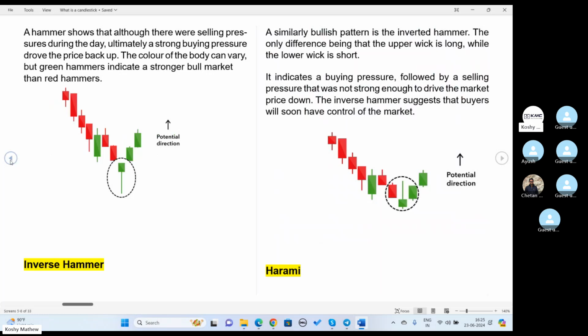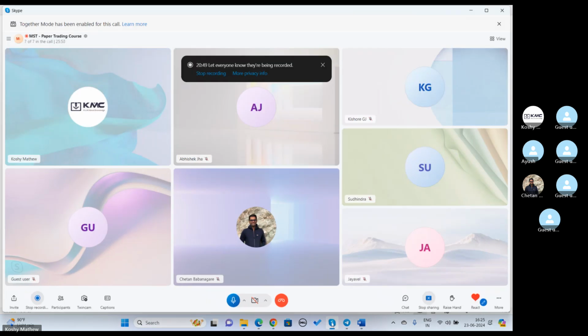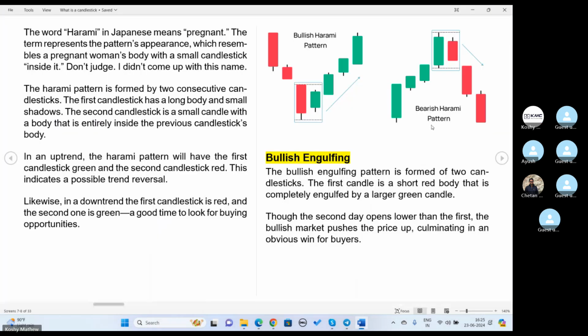So I've spoken about hammer. This is all a bullish trend. Hammer, inverse hammer, harami. But I've spoken about two cases of harami, one bullish and one bearish, so that you understand how it happens. Any doubts we can ask? Any questions you have? So your silence says that you don't have any questions.